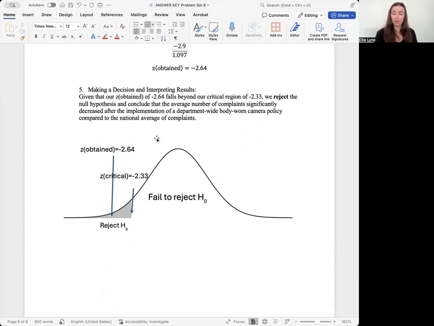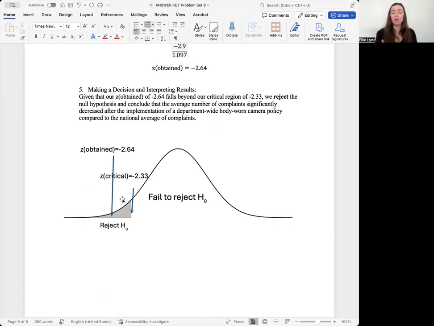So again, I always find it helpful to plot this out on our standard normal curve. We determined in step 3 that our Z critical value was negative 2.33. Again, our boundary between our safety zone for our fail to reject and our rejection zone. And let's take a look. Our critical value, again, negative 2.33, but our Z obtained is negative 2.64. Because that is less than our critical value, we did end up in our rejection zone.